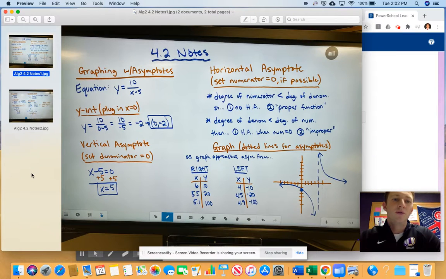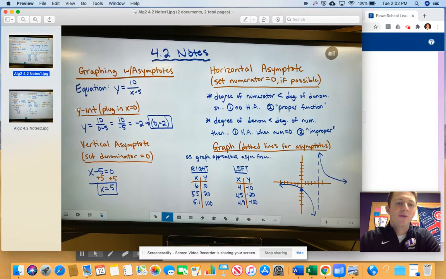All right, Algebra 2, we are going to start graphing more today, graphing with asymptotes. So an asymptote is kind of like a yellow tape line at a crime scene. You're not allowed to cross it. Your graph is not allowed to cross it. So here our equation is y equals 10 over x minus 5, and we are going to walk through exactly every single step that we need to do to graph it.